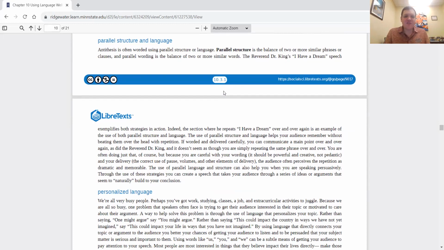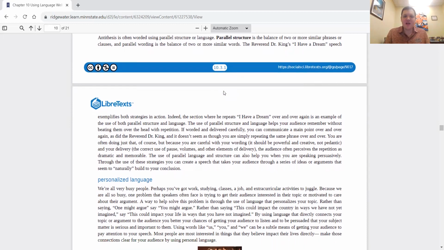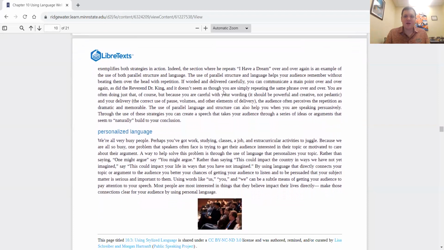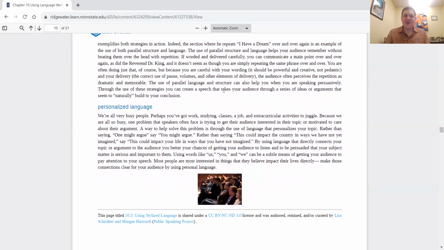Next is parallel structure and language. So going back to Dr. King's I Have a Dream speech, he kept saying, "I have a dream" over and over again because it uses parallel structure: I have a dream that this, I have a dream that that. So it makes it memorable, right? That repetition helps make it memorable and makes you kind of take it in.